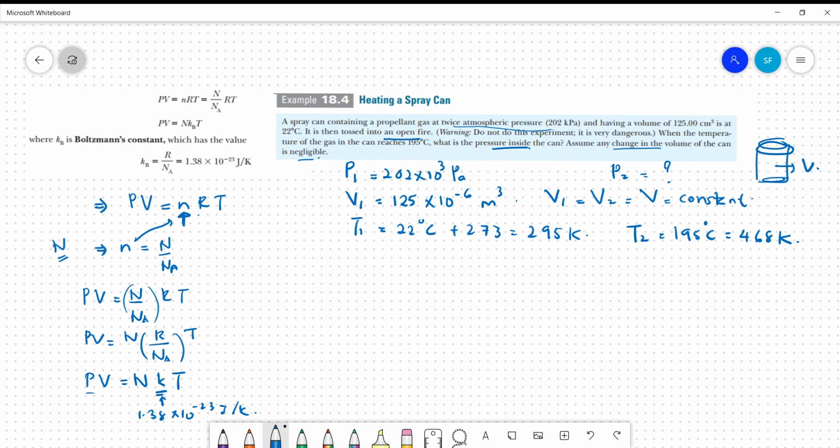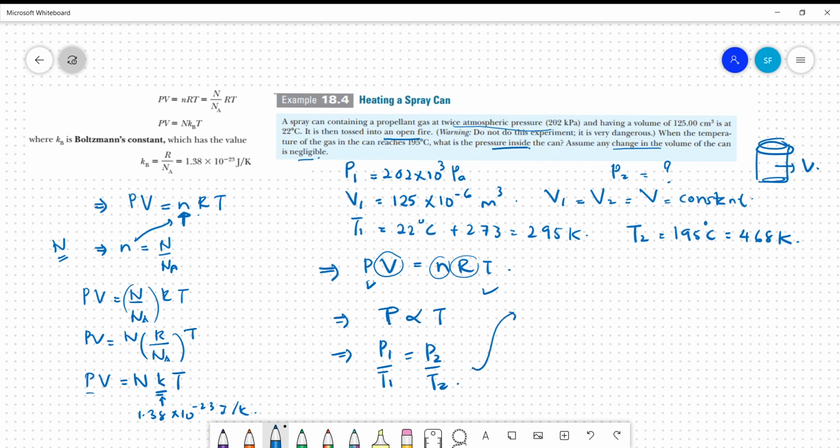So nak cari the new pressure, from PV equals nRT. Pressure berubah, T pun berubah. So V, n dengan R constant. Therefore we have that P is directly proportional dengan T, or we have P1 over T1 equals P2 over T2. So the ideal gas law equation reduces to P1 over T1 equals P2 over T2.